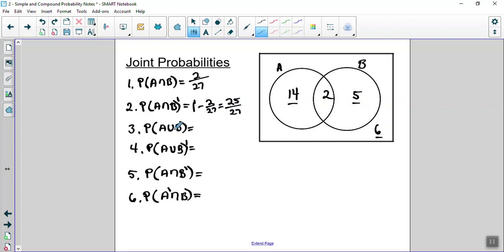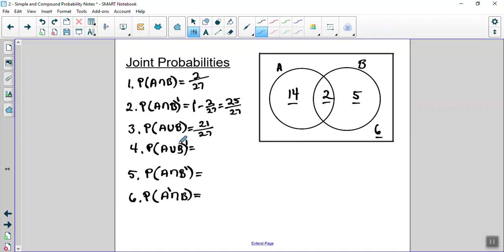The next one is A or B, and we talked about the union of two circles, and we're going to add these three together. 14, 2 is 16, 16 and 5 is 21 out of 27.